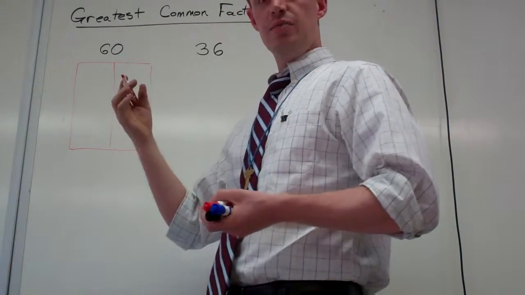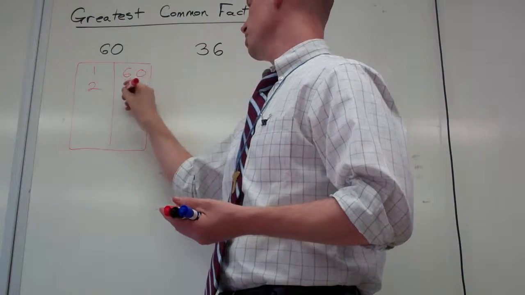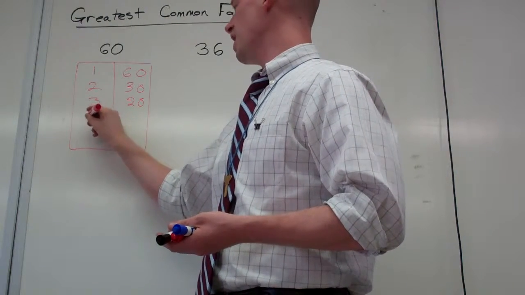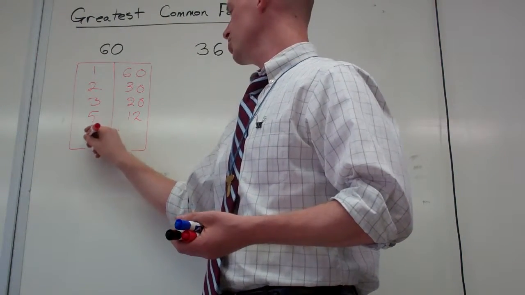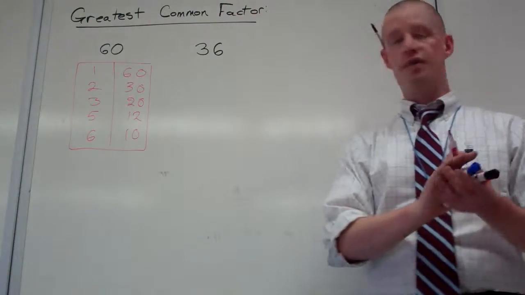And we say that 60 can be made up of 1 times 60, or 2 times 30, 3 times 20. We can even do 5 times 12. Or 6 times 10. That's all the ways that we can get 60. This shows us all of our factors.